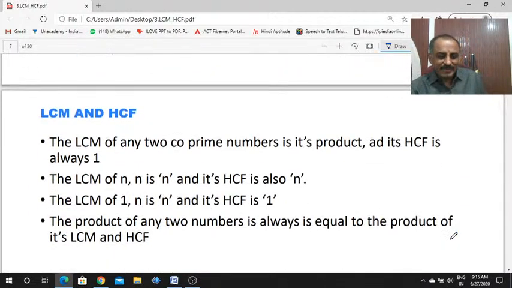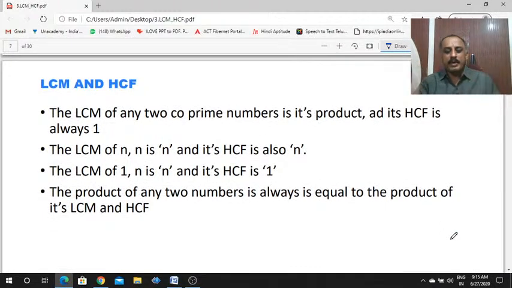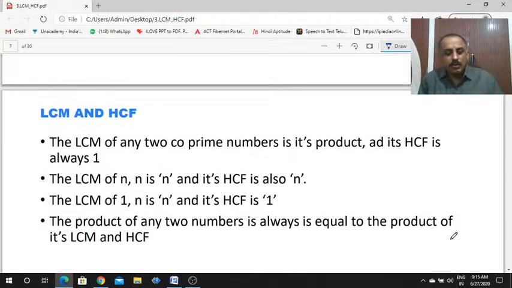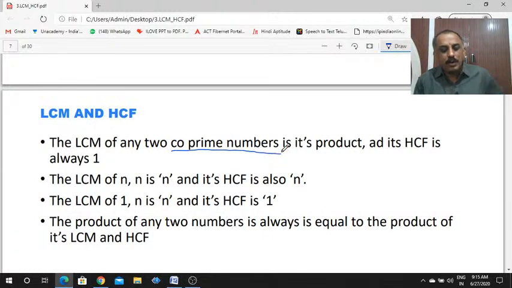Now some important points. Listen carefully and please note them down. The LCM of any two co-prime numbers. Yesterday only I explained about co-prime numbers. Once again, tell me, friends, what is a co-prime number? If there is no common factor except 1 for any two numbers, that pair is known as co-prime numbers.